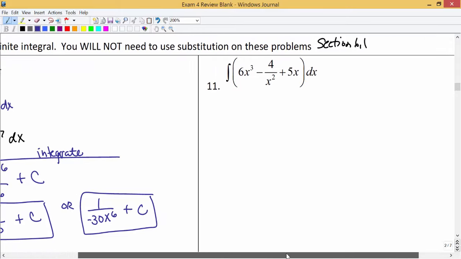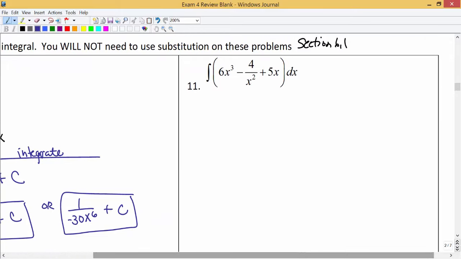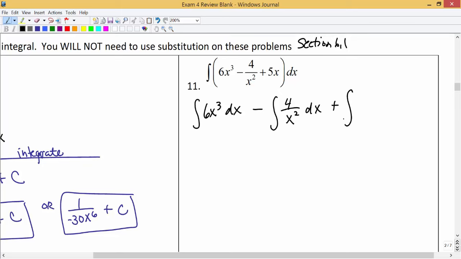For number 11, I'm going to separate these three terms, with each one having their own integral. So I'm going to write this as 6 times x cubed dx minus 4 divided by x squared dx plus 5x dx. I'm going to integrate each term separately.